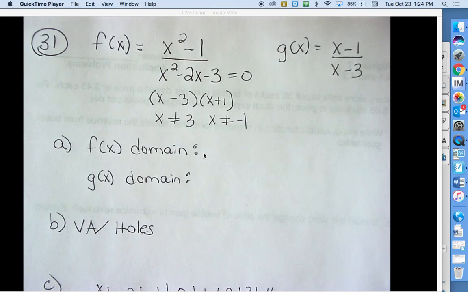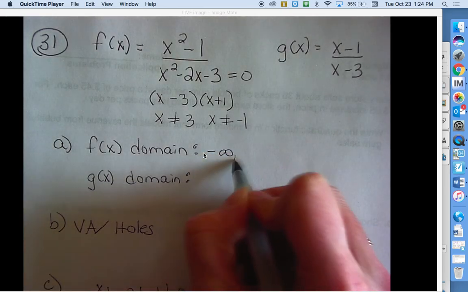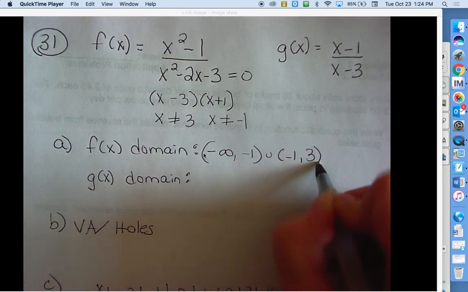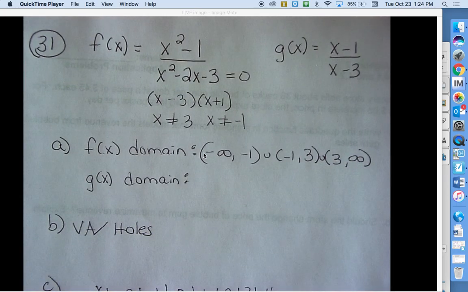And when the denominator is undefined, that then creates the domain, and it gives us those intervals for us to use. So for f of x, the domain would be from negative infinity to negative 1, negative 1 to 3, and 3 to infinity. Because there are two different numbers that would make the denominator 0.